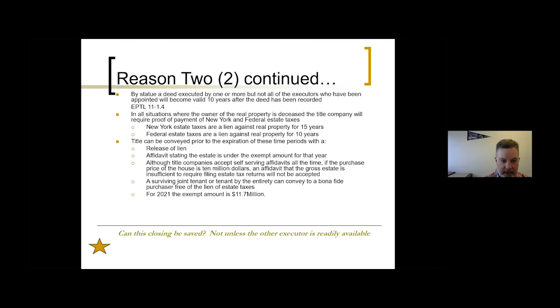Estate taxes, we know about New York estate tax and federal estate tax. We're going to want either a release of the lien when we deal with estate tax, or we're going to take an affidavit that the estate is under the exempt amount. And then obviously a surviving joint tenant or tenant by the entirety can convey to a bona fide purchaser for value free of the lien of estate taxes. Okay, so in this case, would we be able to save that closing? We wouldn't unless the second executor is readily available.